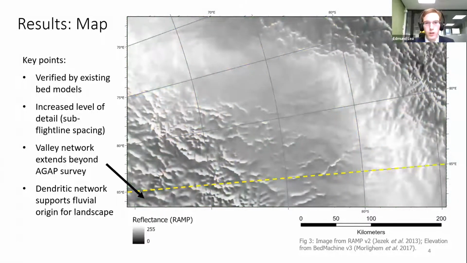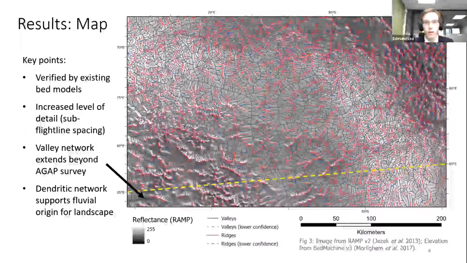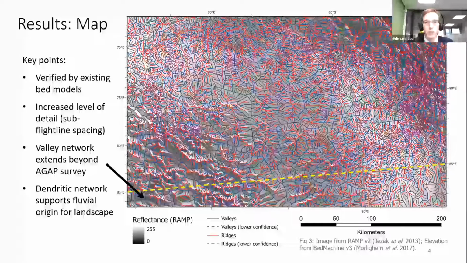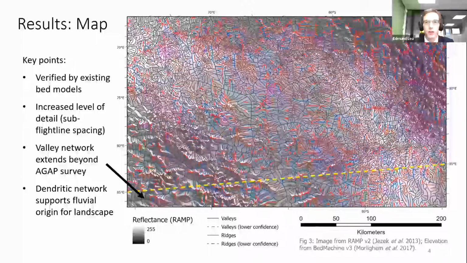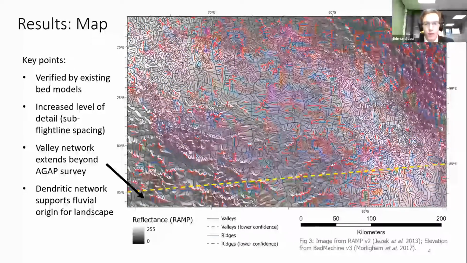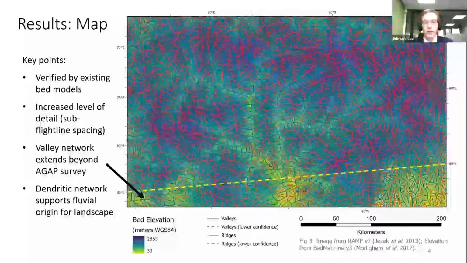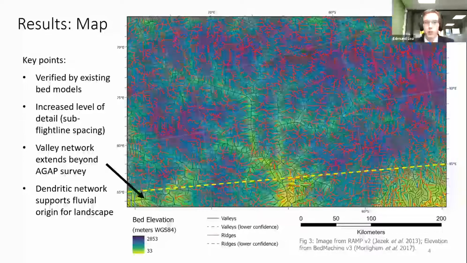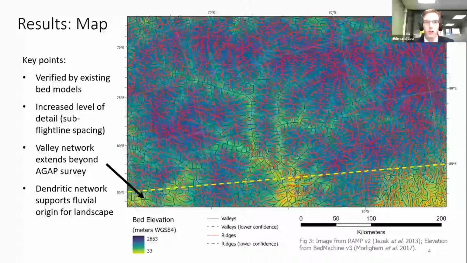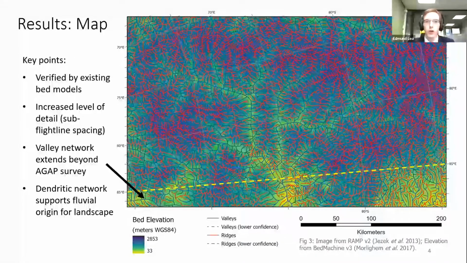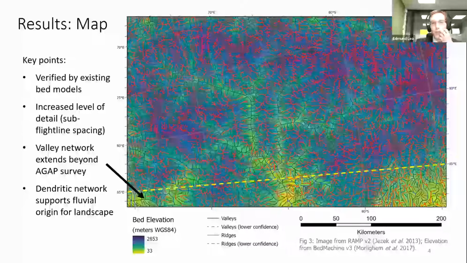If I just move on here, I'll show you first the RAMP image for the whole area. And then this is actually the whole network of ridges and valleys in the subglacial topography that we think we can see using both data sets, the RAMP and the elevation model REMA. And if we compare it to the bed topography, this gives us a very good first-order impression that actually there is a lot of good relationship here between what we can see from the surface and what we know already exists from the existing bed model.